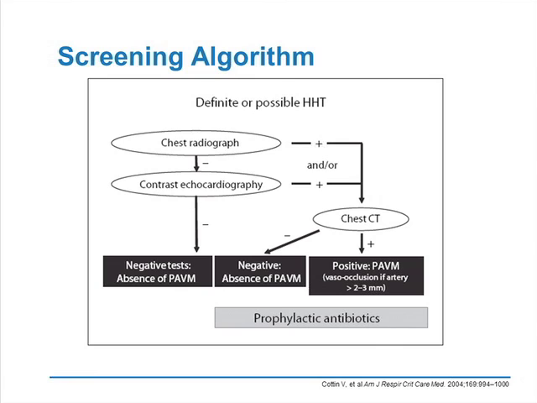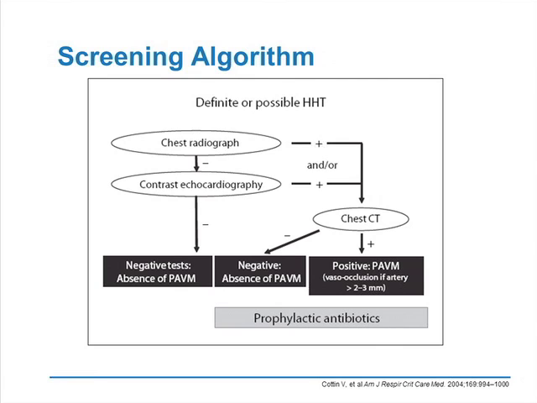So here's a screening algorithm that we use, a chest radiograph and a contrast echo. If it's negative, the likelihood of absence of pulmonary AVM is pretty high. If it's positive, we do the chest CT, and if you see a feeding vessel more than 2 to 3 millimeters, then they undergo coil embolotherapy.